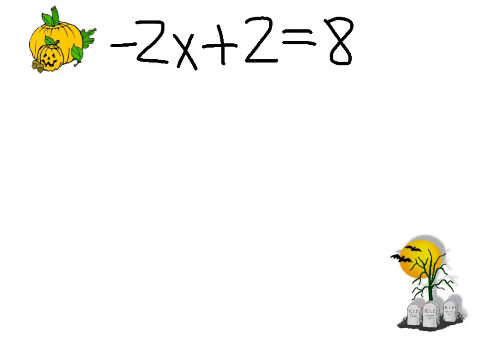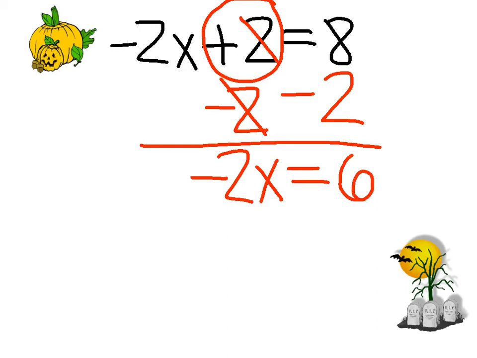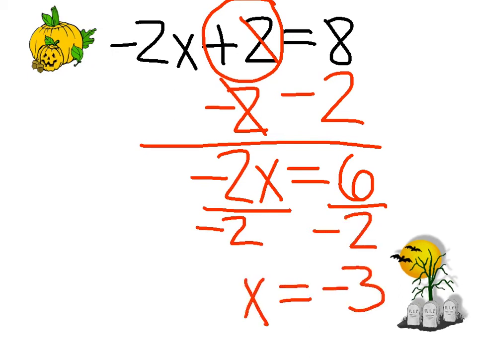Practice problem number 1. We have -2x plus 2 is equal to 8. So we have a +2. We need to subtract 2 from either side. Our +2 and our -2 are going to cancel out. We have -2x left over on the left side. On the right, we have 8 minus 2. It's going to be 6. Then we divide by -2. A +6 divided by a -2 is going to give us a -3 for our answer.